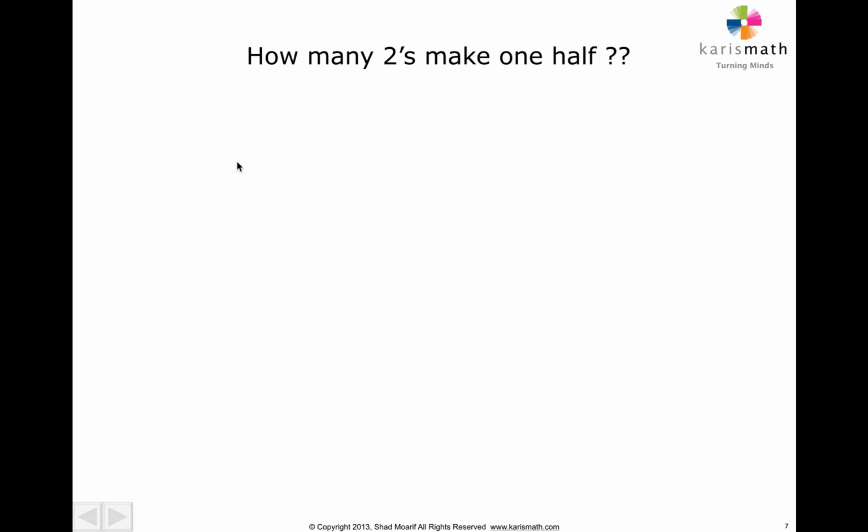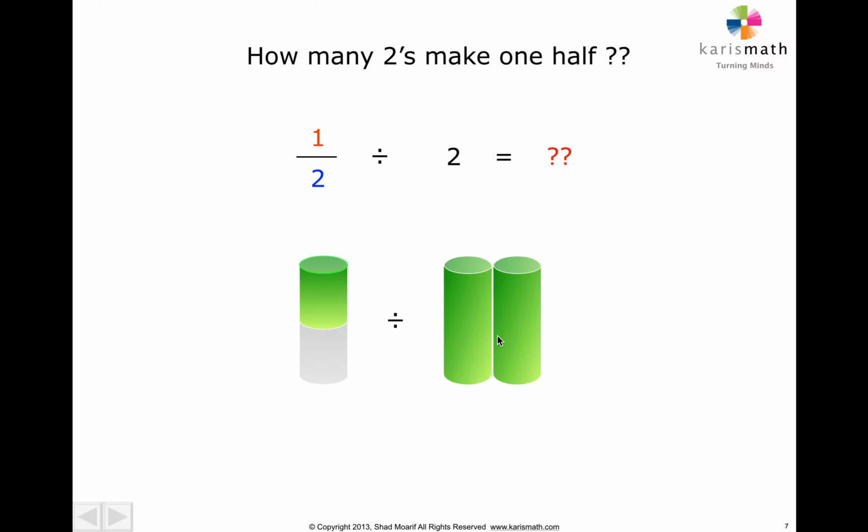But what about how many 2's make 1 half? How do we do that? How many of these make that? That's an example of what fraction of a large piece fits into the small piece. That's what we're trying to find. So you've got these 2 here, and you have to divide this half by 2. Half divided by 2.